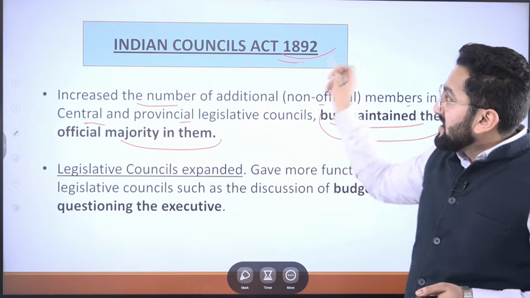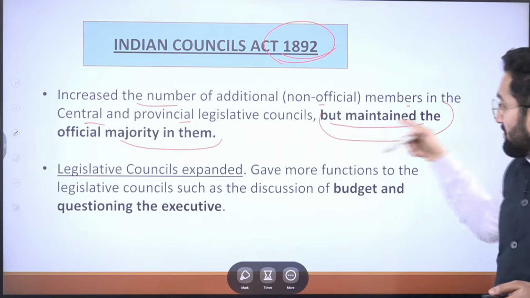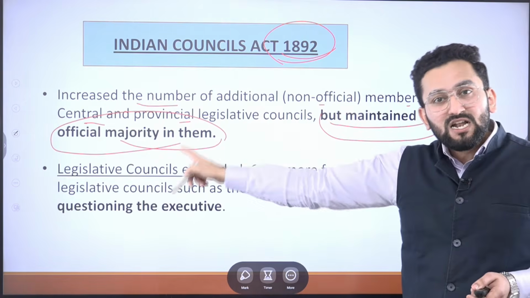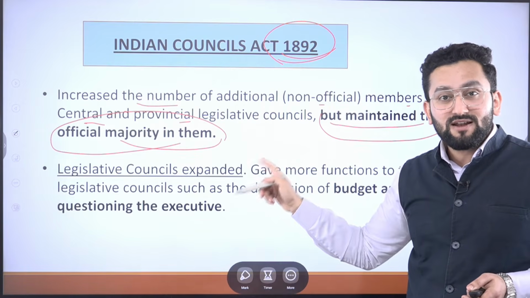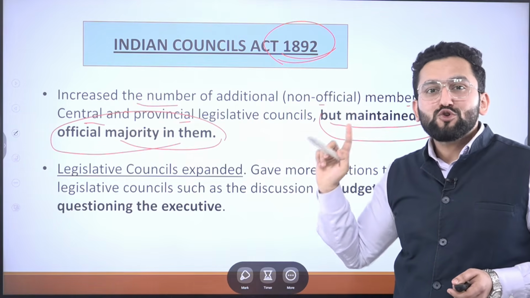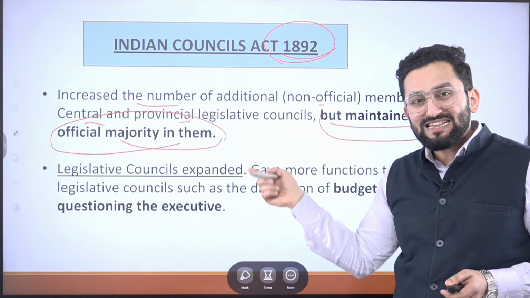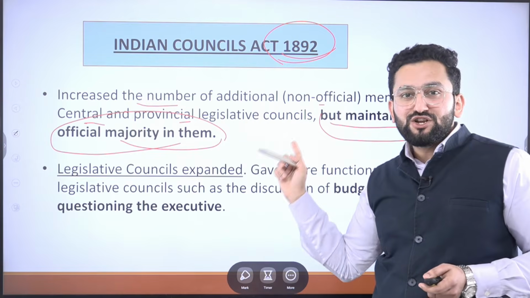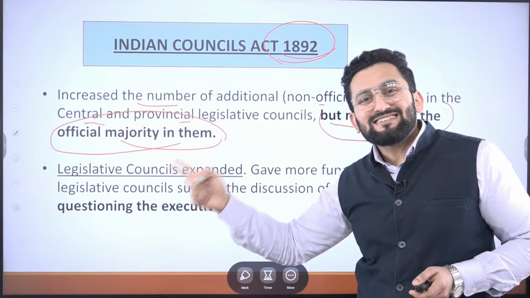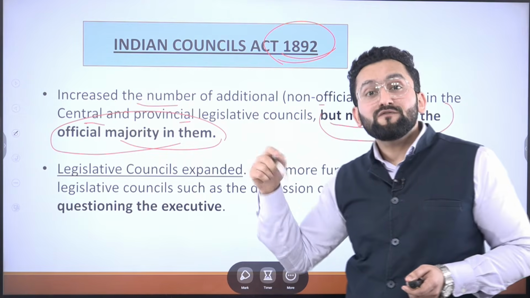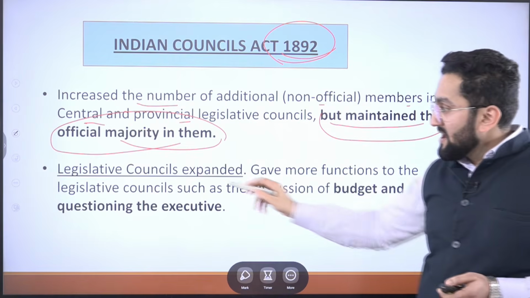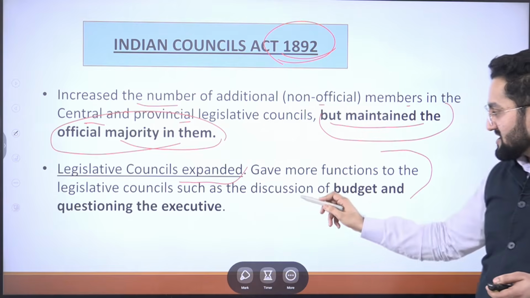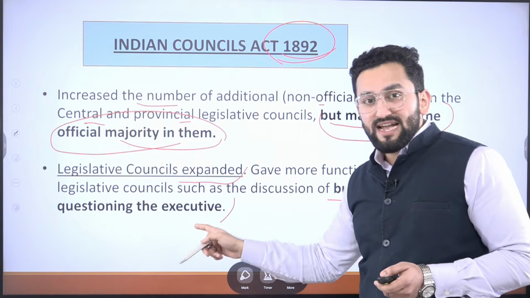So please remember, Indian Council Act 1892 maintained the official majority in them, both central and provincial, right? One tricky question can also be made where UPSC can say official majority was maintained at provincial level but not at central level. These kinds of traps are laid. Now legislative councils were expanded and given functions such as budget and questioning the executive.